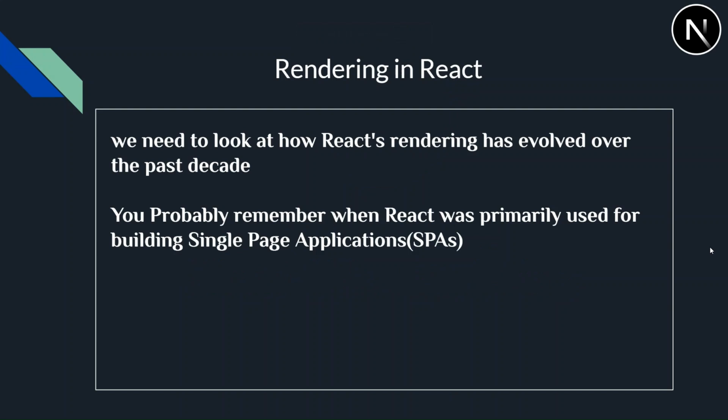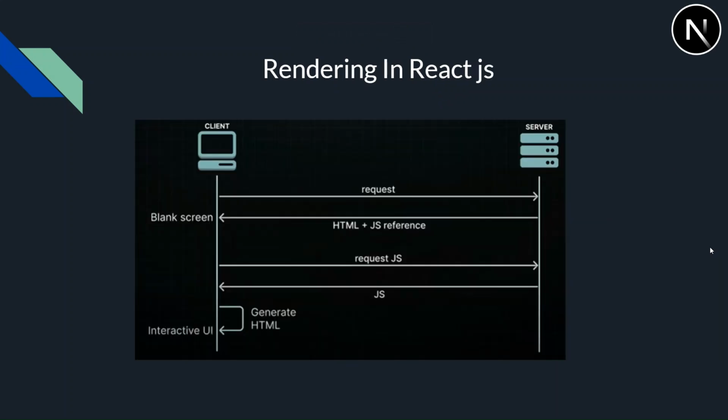So here you can see how rendering works in React. First of all, we need to look at how React rendering has evolved over time. You probably remember when React was primarily used for building single page applications. Here is an example in front of you of how client-side rendering works. Here you have a client and a server, and when you make a request through React, the request is passed on to the server, and in response the server gives you the HTML and JS reference.